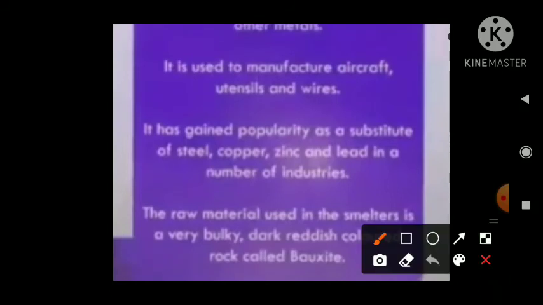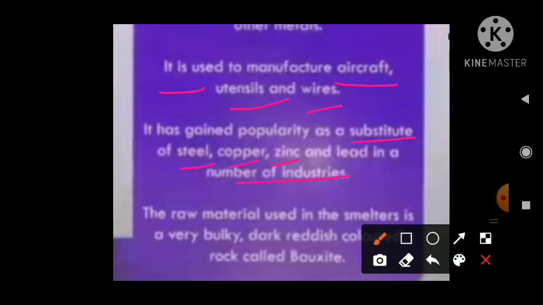It is used to manufacture aircraft, utensils, and wires. We use aluminium utensils, aluminium foil, bowls, plates, etc. It has gained popularity as a substitute for steel, copper, zinc, and lead in a number of industries. Aluminium is mixed with copper, zinc, and steel in a number of industries.